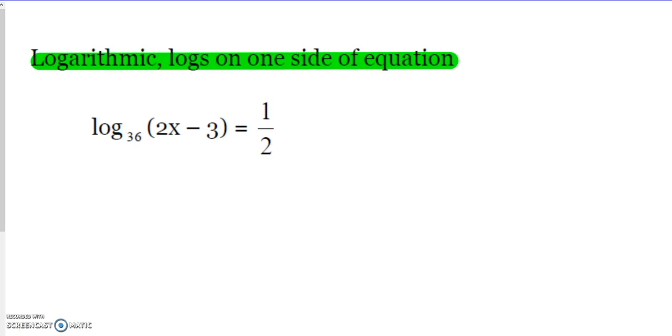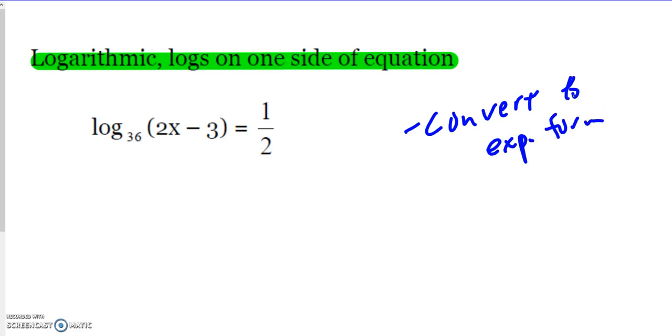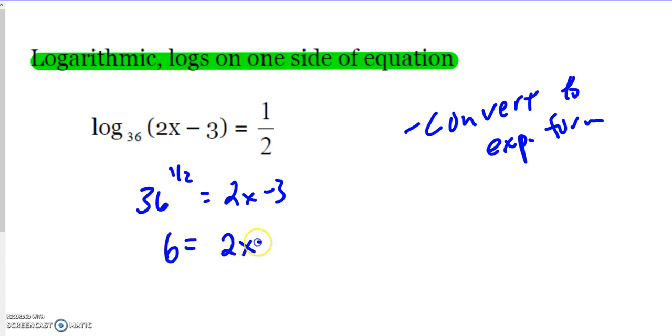Okay, so now moving on to logarithmic equations. Here's where we have logs on one side of the equation. In this case, we want to make sure it is written in log form. So in this case, it is already. So therefore, we want to convert to exponential form. So this is base 36 raised to the half equals 2x minus 3. And now we have a nice little equation that we can solve. This is really the square root of 36, which is 6. And then we can solve from there. So x equals 9 over 2.